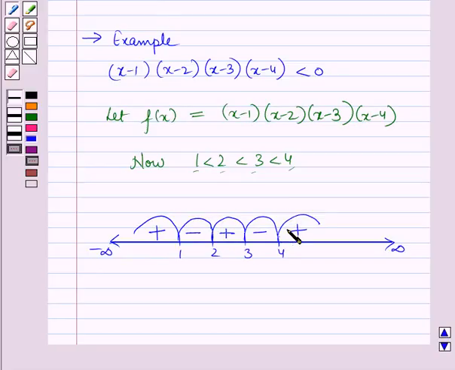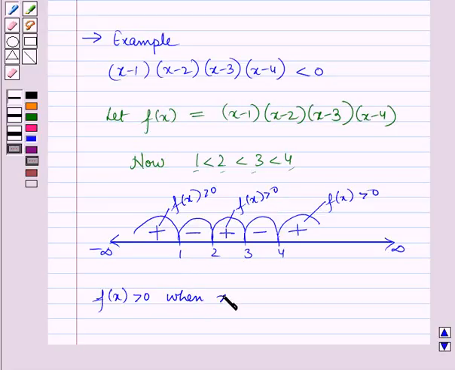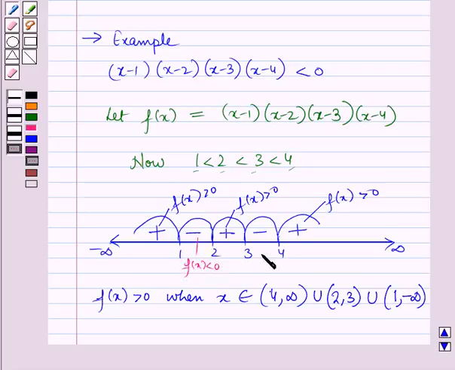Now in the region with positive signs, f of x is greater than 0, that is f of x is greater than 0 when x belongs to the open interval 4 to infinity union the open interval 2 to 3 union the open interval 1 to minus infinity, and f of x will be less than 0 in the region with negative sign, that is f of x is less than 0 when x belongs to the open interval 3 to 4 union the open interval 1 to 2.